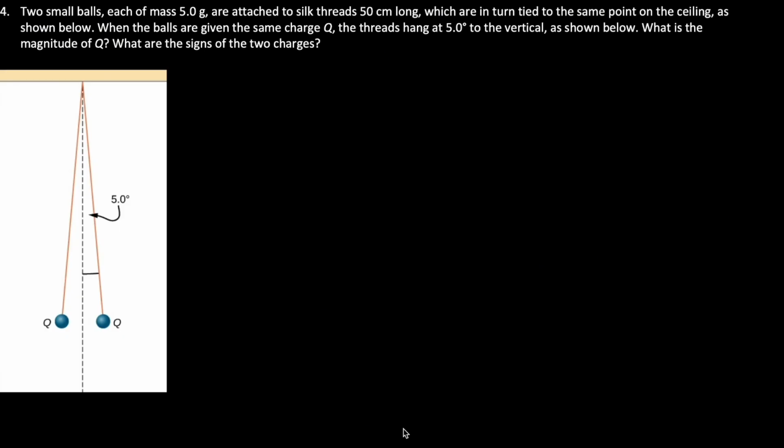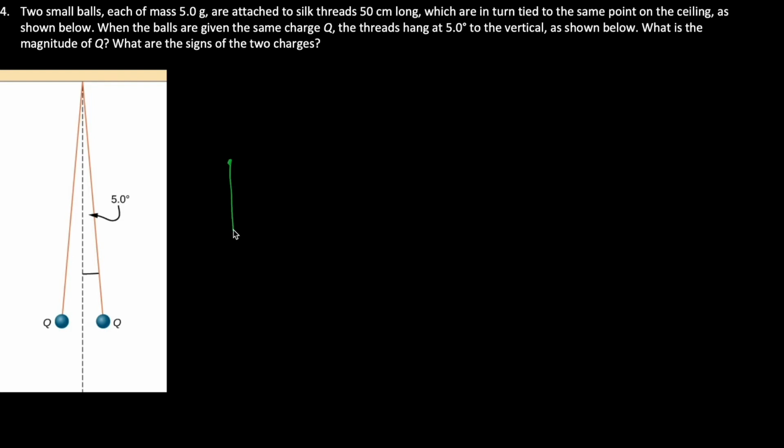Problem 4. Two small balls, each of mass 5 grams, are attached to a silk thread 50 meters long, which are in turn tied to the same point on the ceiling as shown below. When the balls are given the same charge Q, the threads hang at 5 degrees to the vertical as shown below. What is the magnitude Q, and what are the signs of the two charges? So since the balls hang at 5 degrees to the vertical, they must be stationary, meaning the net force of the system must be equal to 0.